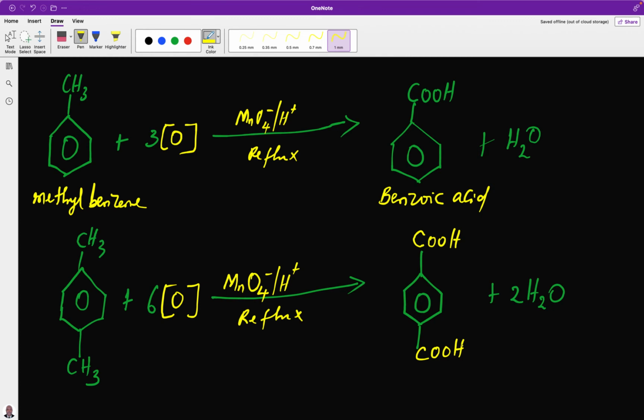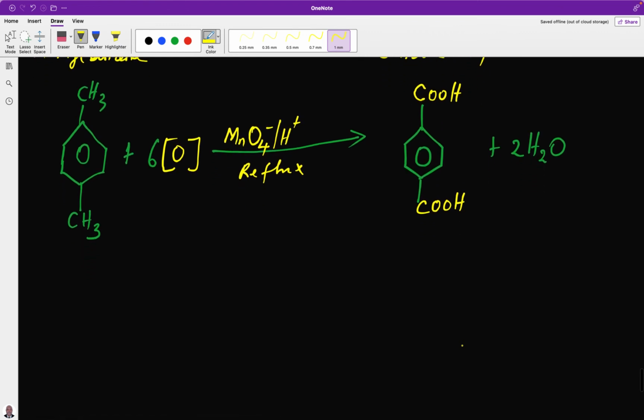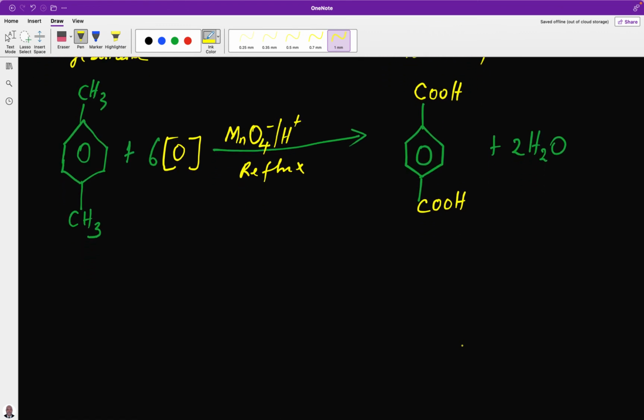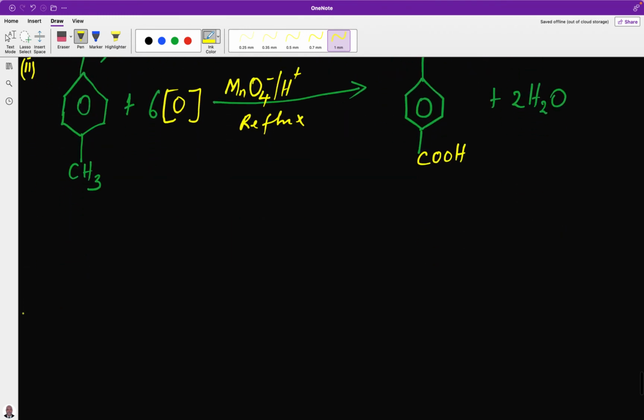Two molecules of water. Again, this is the first example for this side chain oxidation. That is the first example. This is the second example. And this is the third example. For the third example, we are not going to use a methyl group. We are going to use an ethyl group in this situation. See what the outcome will be.